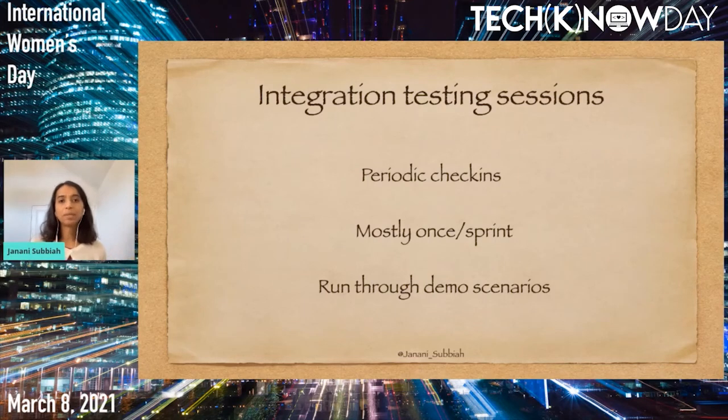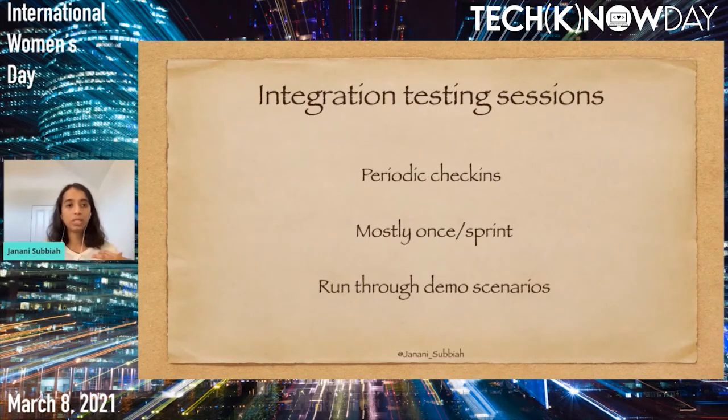So these sessions typically include at least one person from every team. This could be one person from each of the UI platforms, one person from the BFF team, and one person from all the service teams that the BFF uses. And everybody gets into a meeting and they run through demo scenarios. And this helps with identifying issues and quickly identifying where the issue is.